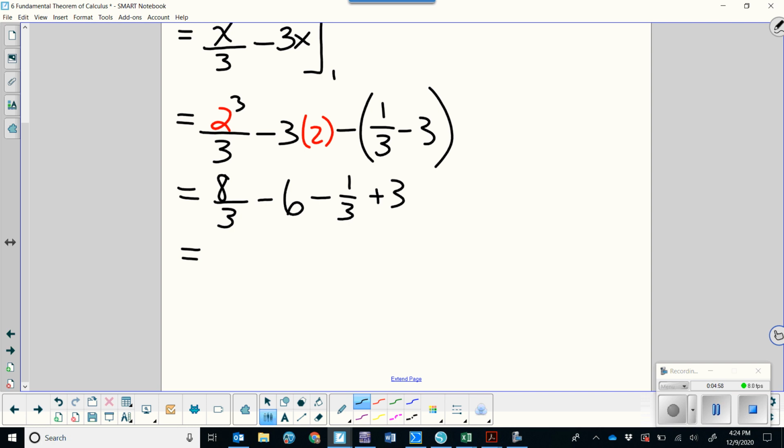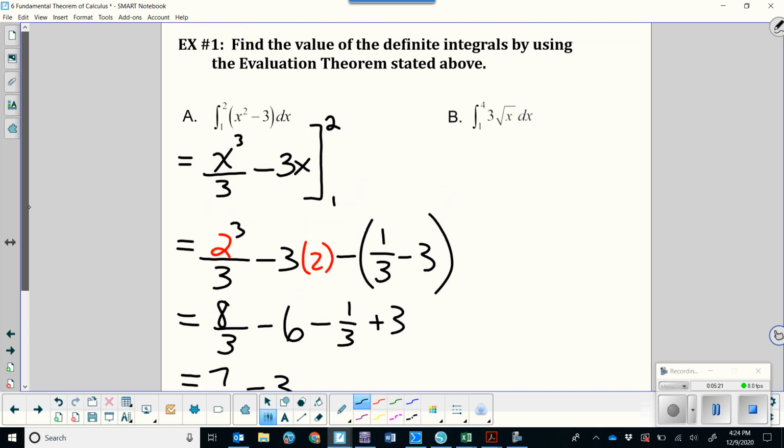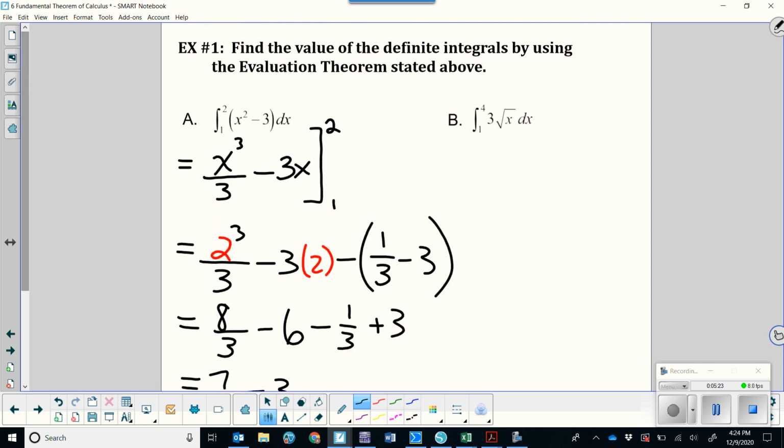That's the worst thing you can do, is just sit here and decide, oh, they all need to be over 3. Nope. 8/3 minus 1/3 is 7/3. -6 plus 3 is -3. And now the problem's really easy because 3 would be 9/3. So 7/3 minus 9/3, -2/3. Okay, so that's the answer for the integral from 1 to 2 of x squared minus 3.